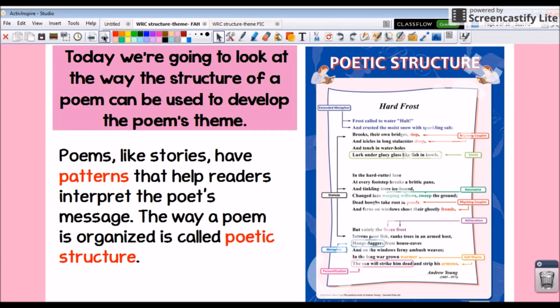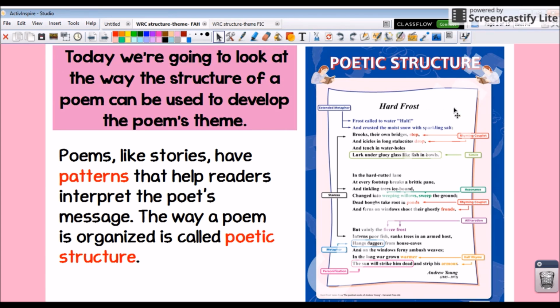All right, so today we're going to look at poetic structure and how the structure of a poem can actually be used by a poet to help them develop the theme of their poem. So, poems, just like stories, have patterns that can help readers interpret the poet's message. The way that a poem is organized is called its poetic structure.